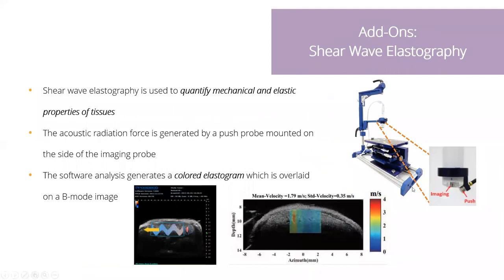What we do here is we use a secondary push probe that again is mounted onto the imaging probe. We're going to have a separate controller which will send a pulse through the push probe. Basically that pulse is going to propagate across the anatomy of interest, the liver, for example, and we're going to see how fast that wave goes across the image.